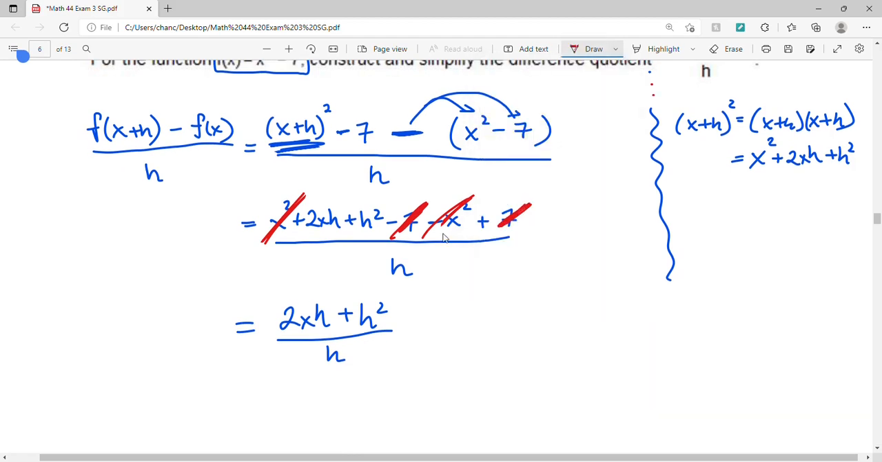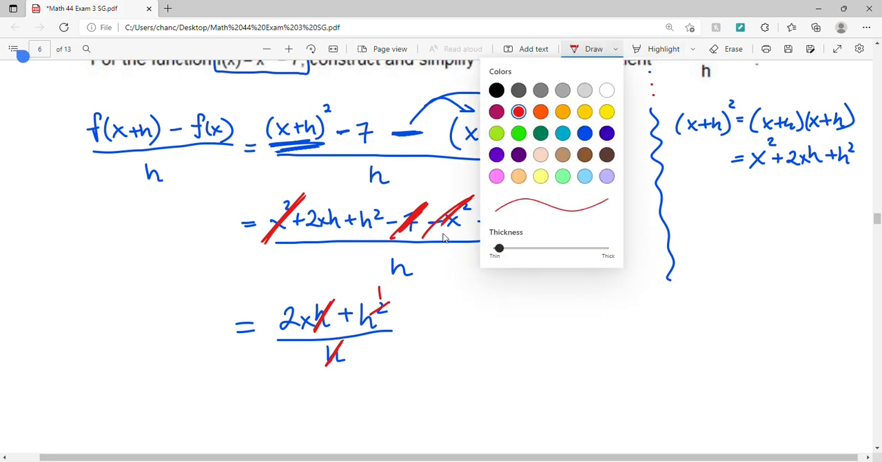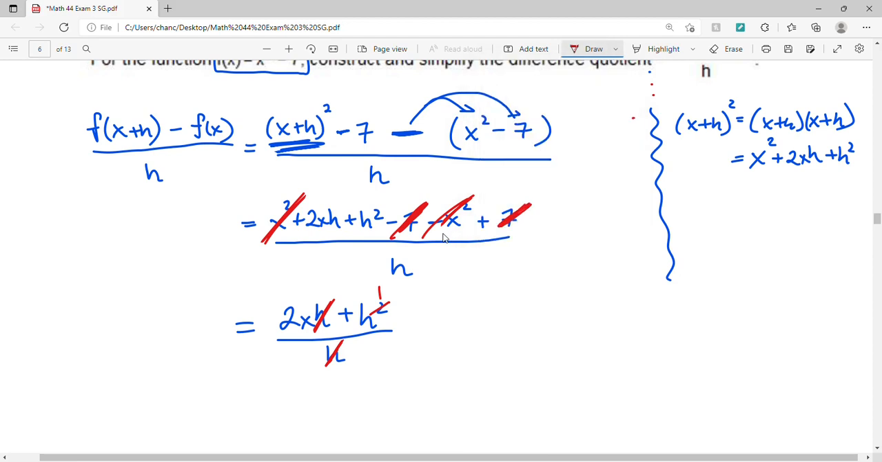One more step, we notice that all of these contain a factor of h. Divide that by h, divide that by h, and h squared, if you divide that by h, that leaves us with 1h left over. It's all three of these or none of them. So make sure you simplify all three or none of them. And this simplifies to our final answer, 2x plus h.